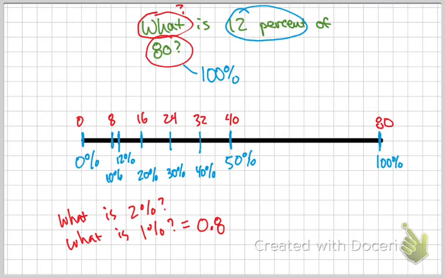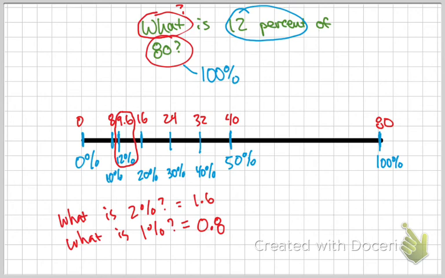Once I know 1%, I could then find 2% by adding another 1% to the 1%. So 0.8 plus 0.8 is going to equal 1.6. That means I'm going to add 1.6, or 2%, onto the value of 8 that I was given, or 10%, and I can answer this question by saying that 9.6 is 12% of 80.